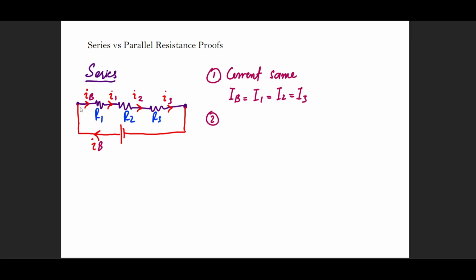The second point is that voltage divides, or voltage is shared between the resistors. Now voltage is energy, right? Because we know that the formula for voltage is work done per charge. So work done is joules per coulomb. So voltage is primarily the energy of the electron. So voltage divides, or you can say it shares between the resistors.